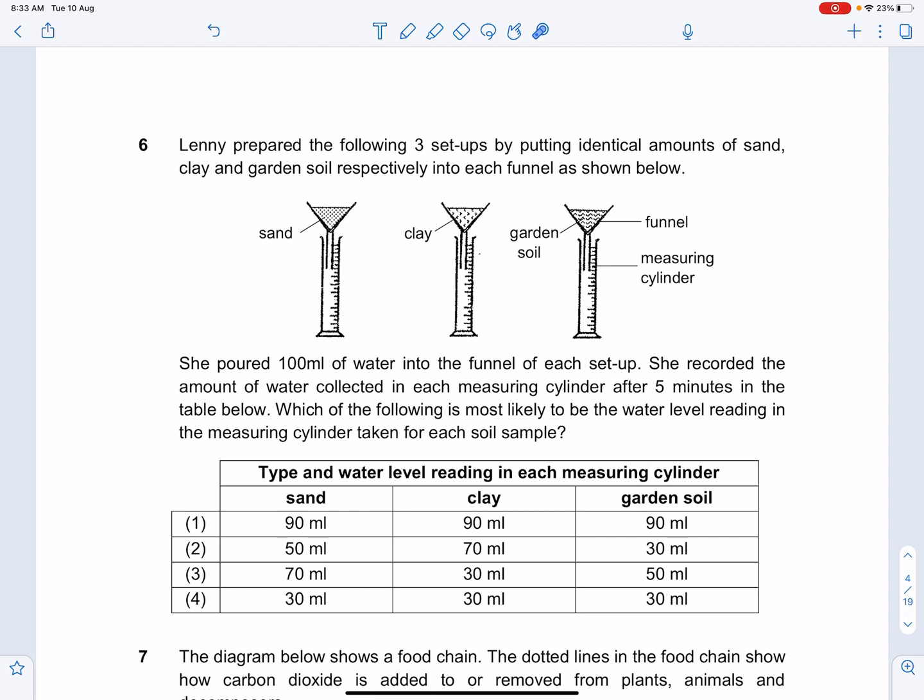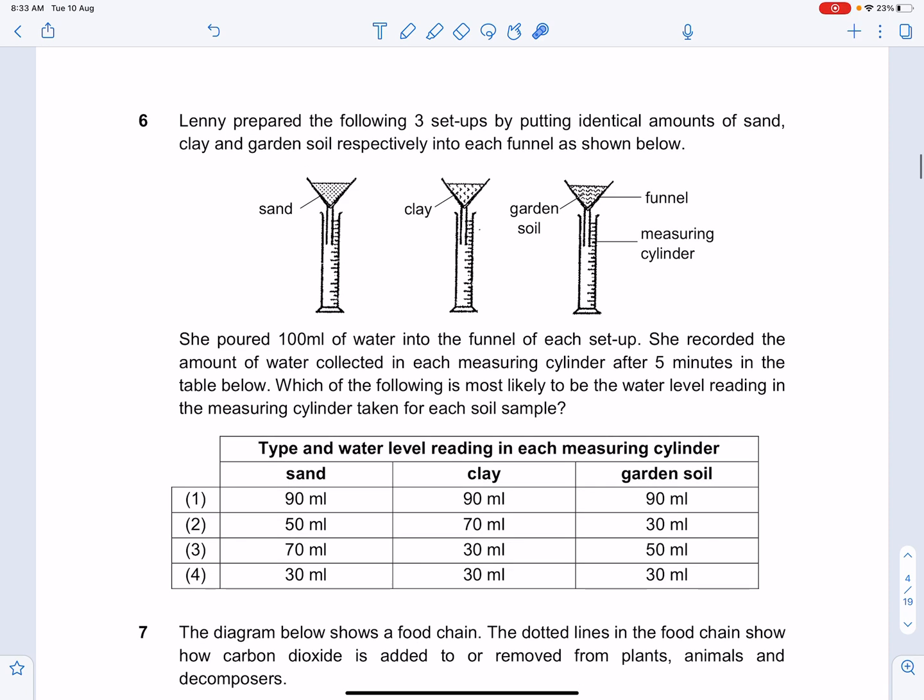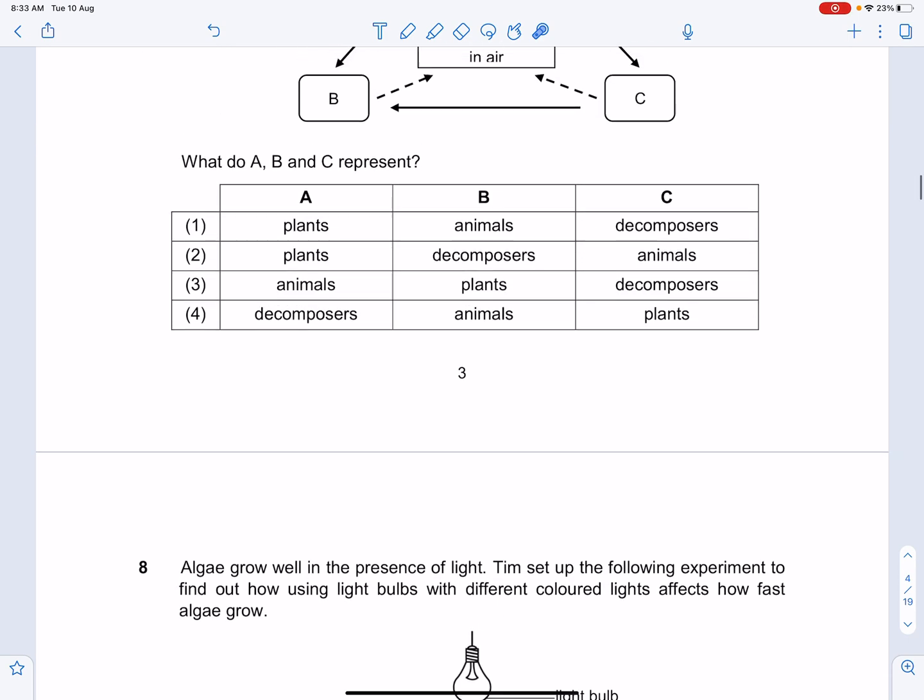This I'm going to go through very quickly because it's not going to be tested. Your answer would be 3, because you need to understand that sand retains the least water, so the collection of water will be the most. It just allows water to flow through, followed by garden soil. The one that retains the most water is clay soil, so that has the least amount of water collected. We're skipping 7.